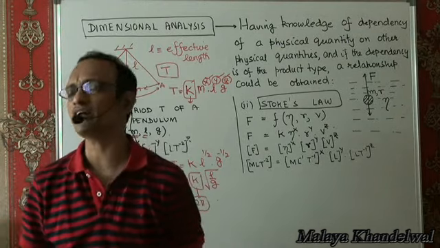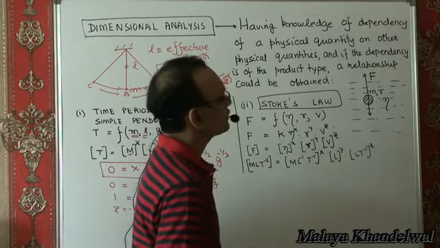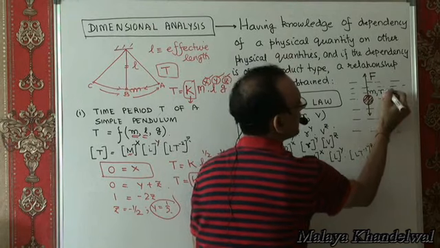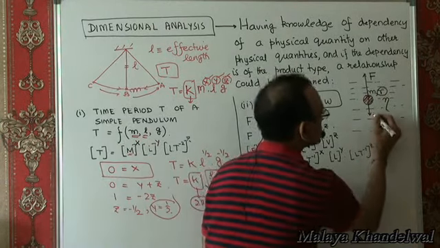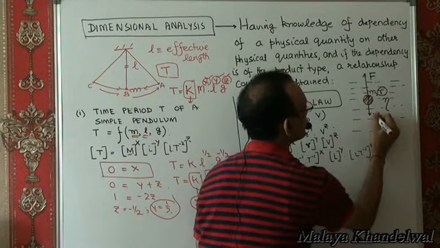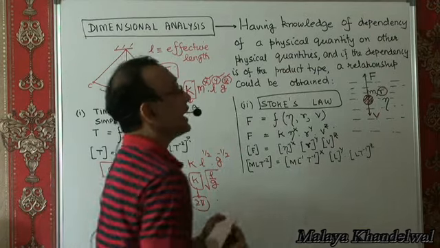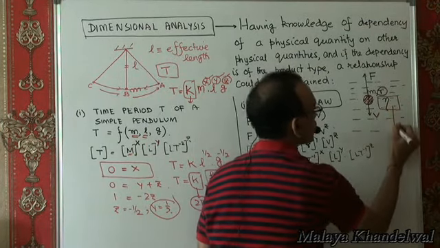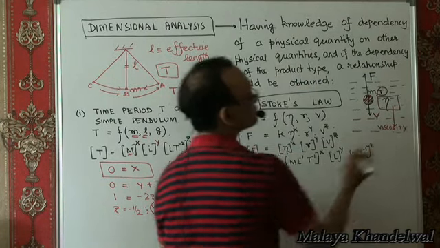In a very similar manner, consider a sphere of mass m and radius r, moving very slowly down a viscous fluid with a speed v. The property of the fluid, its viscosity, is eta.